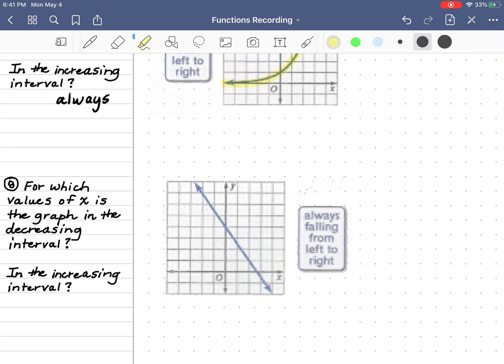For which values of x is the graph in the decreasing interval? Well, it has a negative slope, which means it's always decreasing. It's always falling if it has a negative slope. At no point does this graph turn and start climbing.